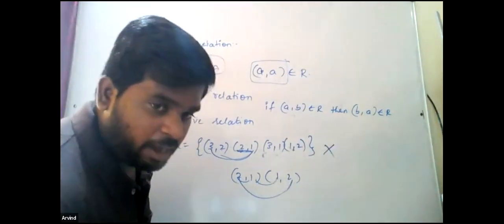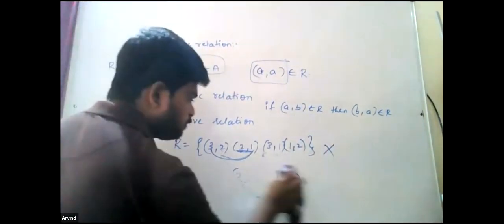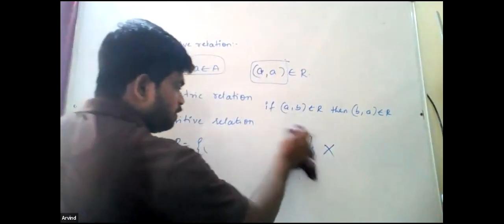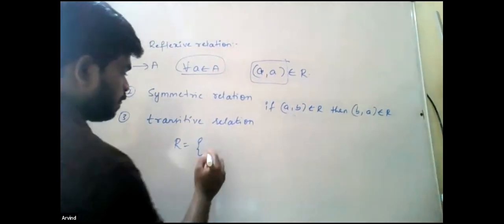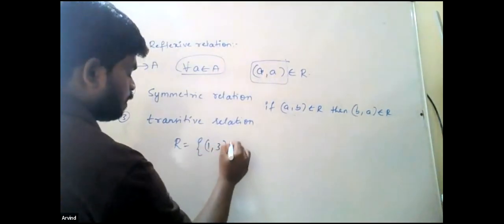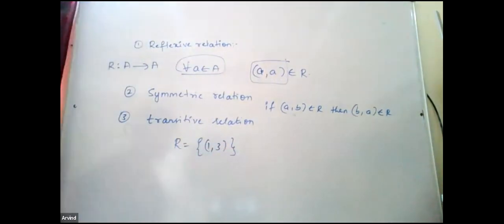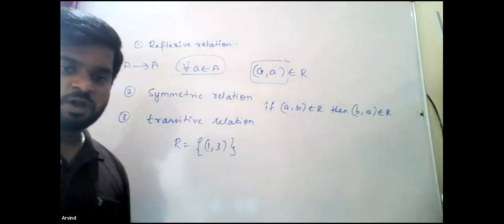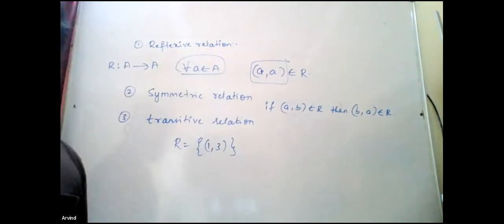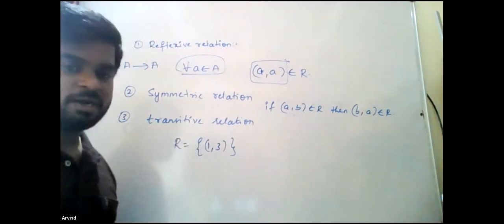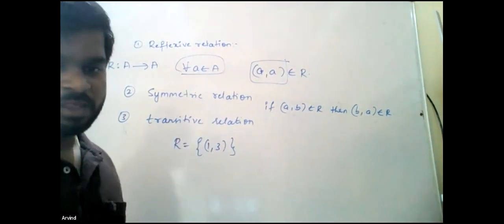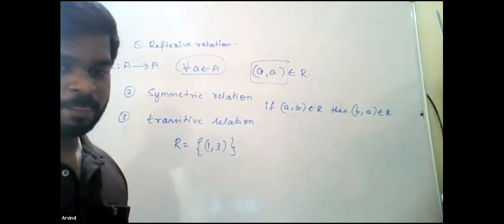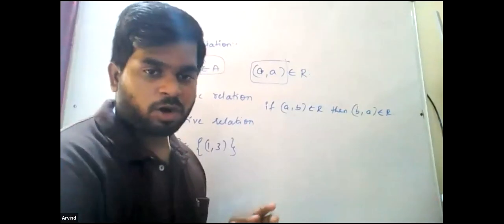Okay, and observe. I'll give you one example. Just assume that only (1,3) is there. Is this transitive? Yes or no? Just one element is there, (1,3). Is this transitive? Yes or no? No sir. People, you think it is not a transitive relation.